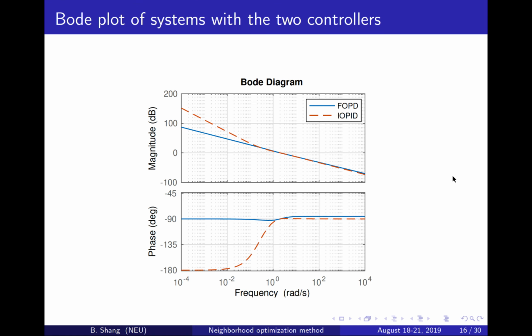Let's see the results. The Bode plot is very flat at the crossover frequency. However, it is not as flat as the one from the flat phase method because it has a slope. The slope is not zero.